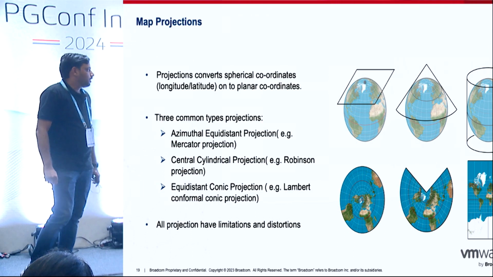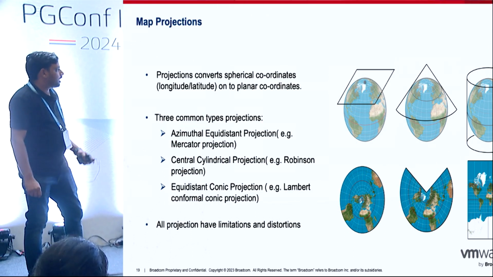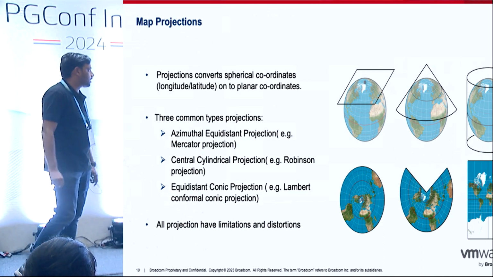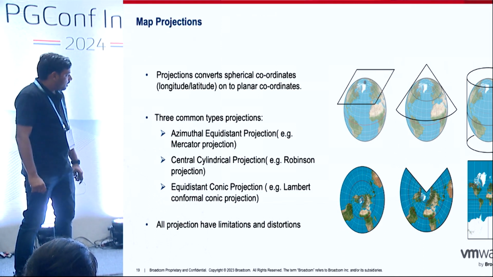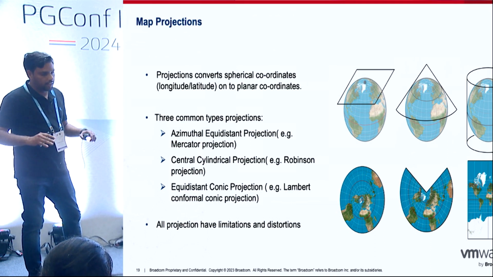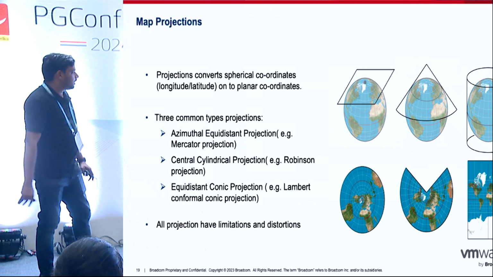There are a lot of projections available, and theoretically they majorly depend on 3 types: equidistant projection, cylindrical projection, and conic projection. All the projections have their limitations because you cannot create a perfect projection from 3D to 2D. So it does have distortion.